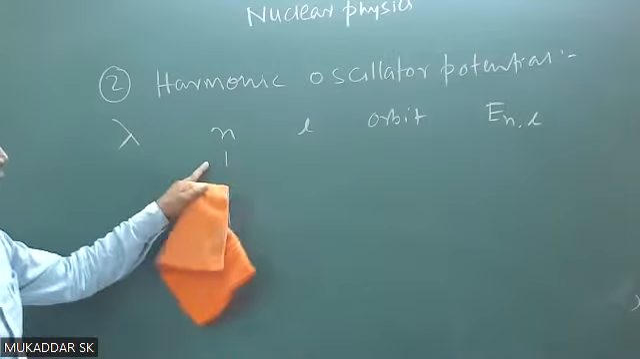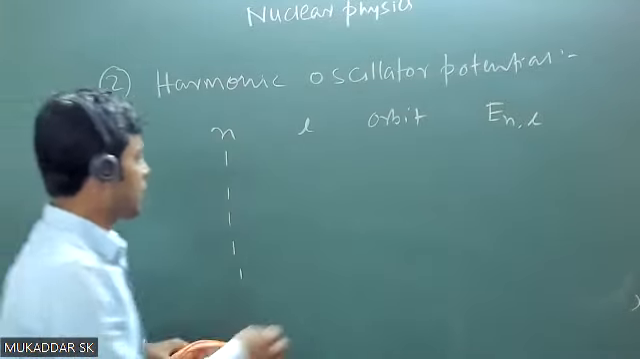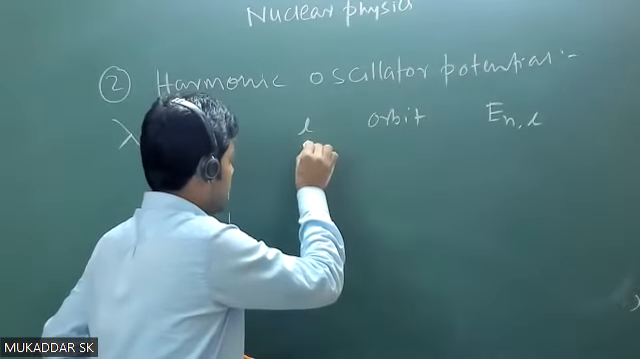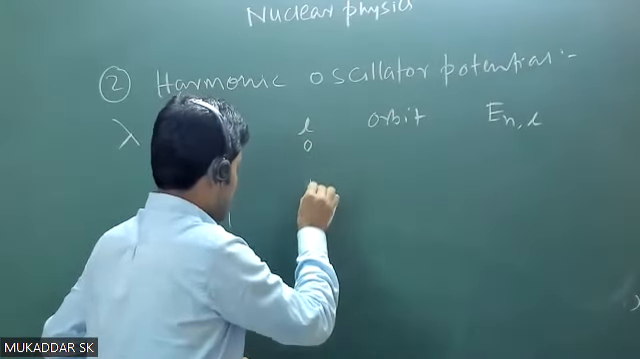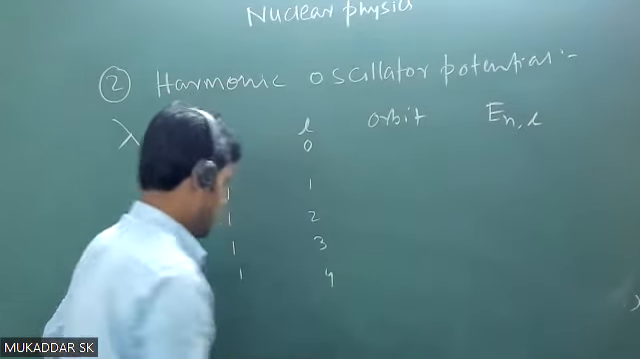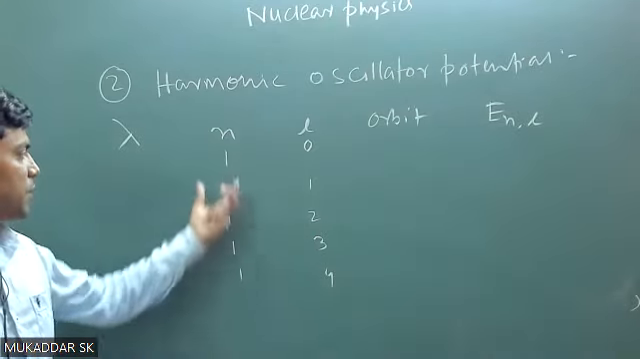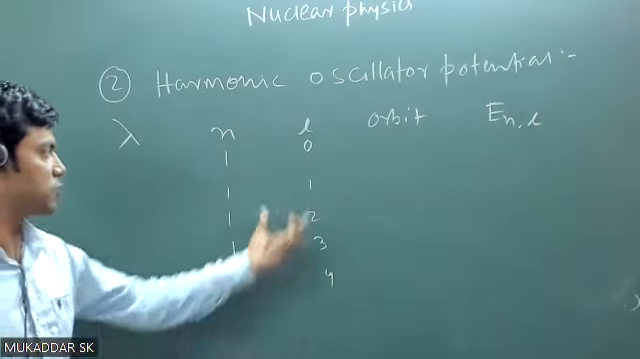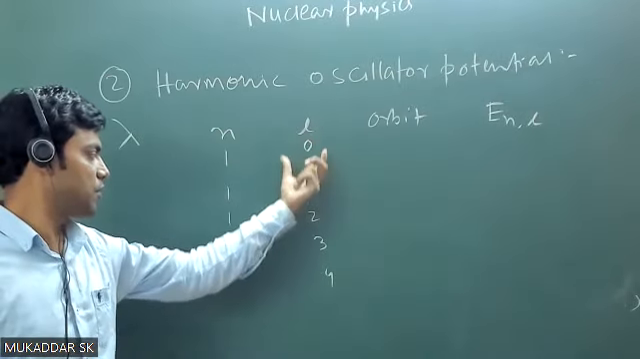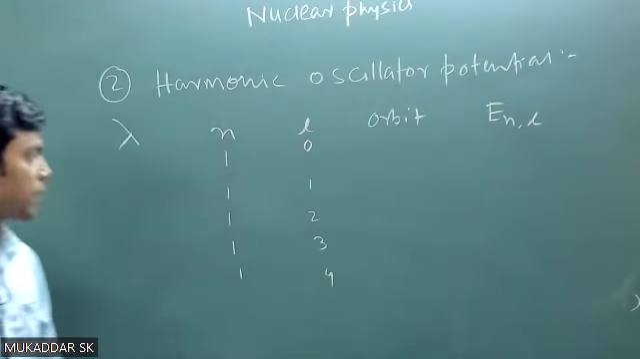So for a given n, for this particular n equals 1, there are various L values possible, and that can be 0, 1, 2, 3, 4. You can extend more if you want. So for n equals 1, this is the minimum n that is possible, and the corresponding L can be 0, 1, 2, 3, 4, and so on.